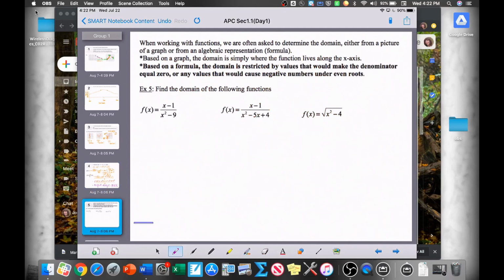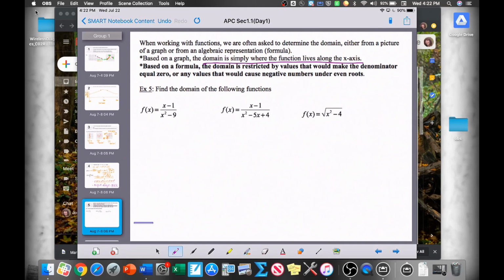When working with functions, we are often asked to determine the domain of our function, either from a picture of a graph or from an algebraic representation like a formula. So if we are looking at a graph, we did this already today. Our domain is simply going to be where the function lives along the x-axis.